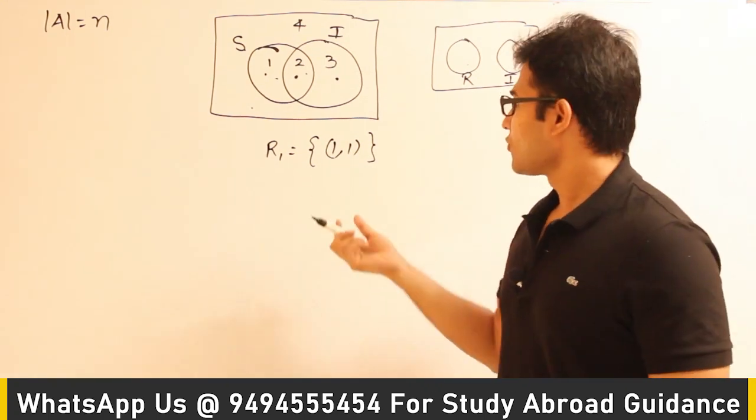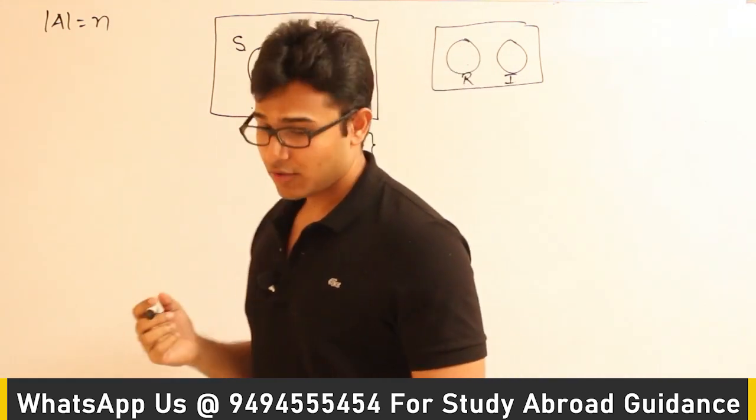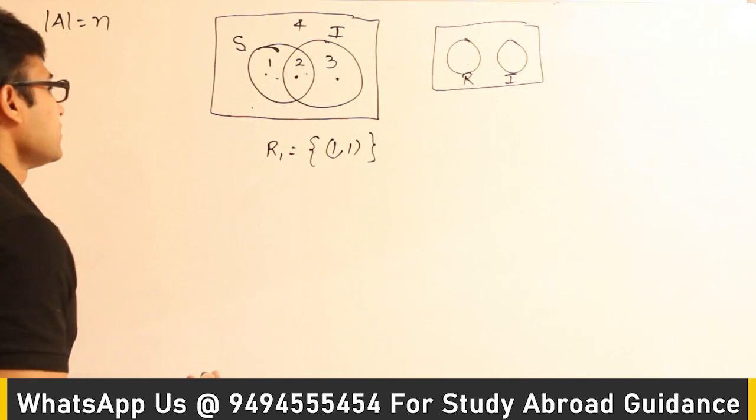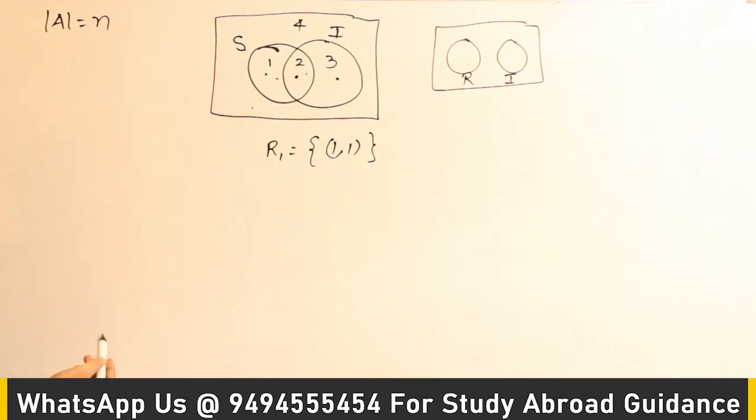Therefore, what can you say about this relation? This R1 is symmetric but not irreflexive, isn't it? R1 is symmetric but not irreflexive. Now I want to find out whether this region 2 is justifiable.